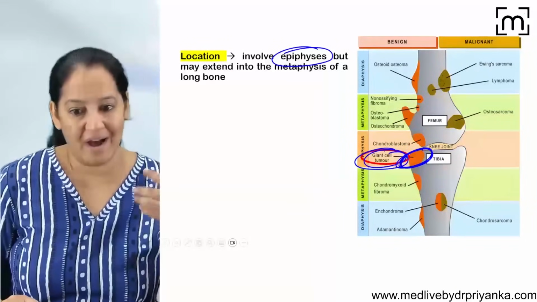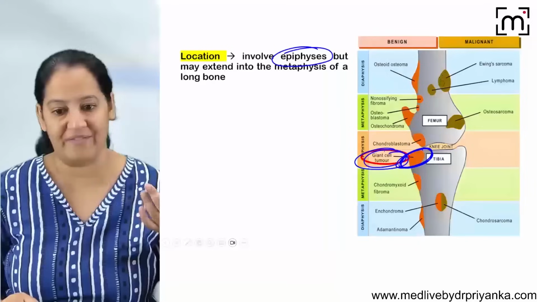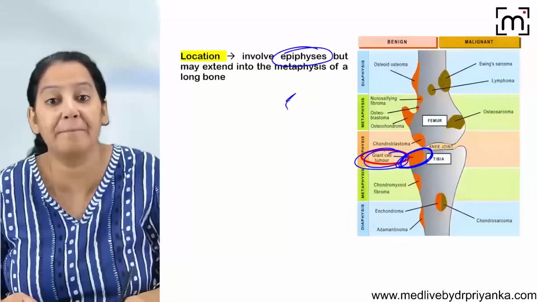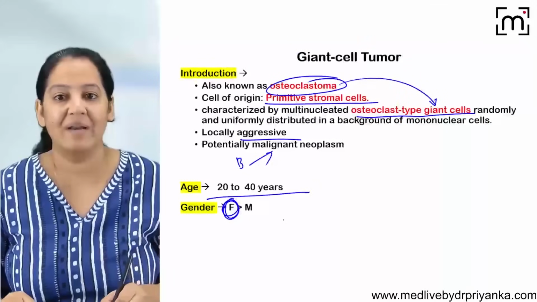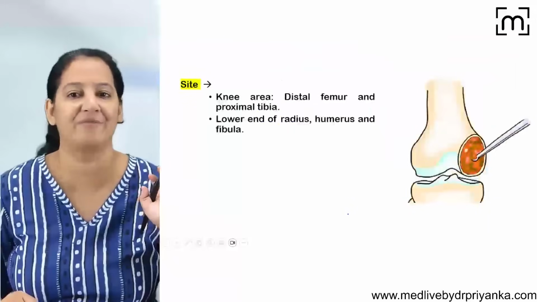Till now, all the tumors I taught you arise either from the diaphysis or from the metaphysis. But this one arises from the epiphysis. And it is more common in females as compared to males. So some unique features are there. You have to learn that.